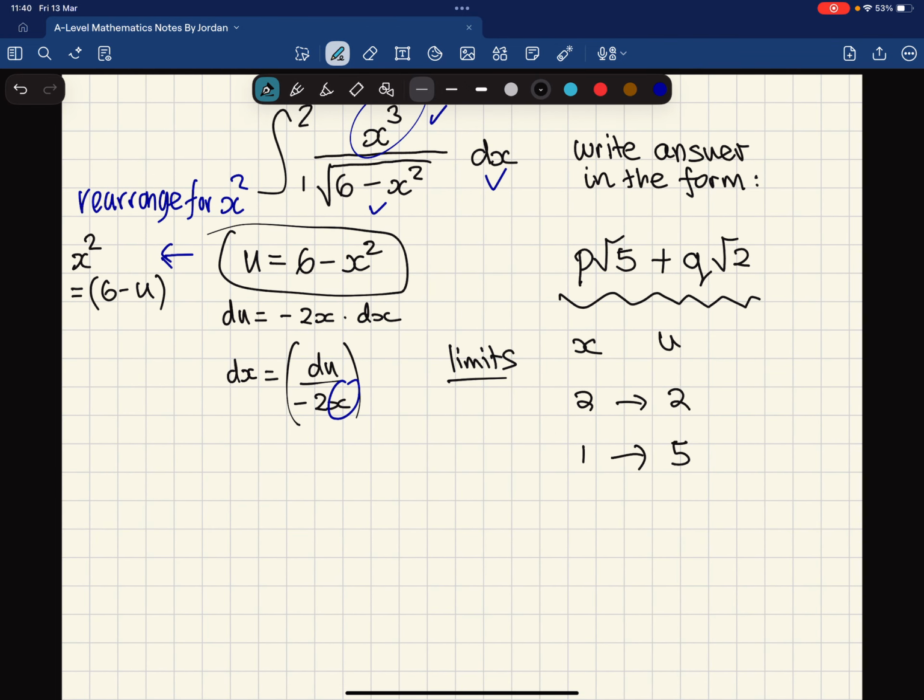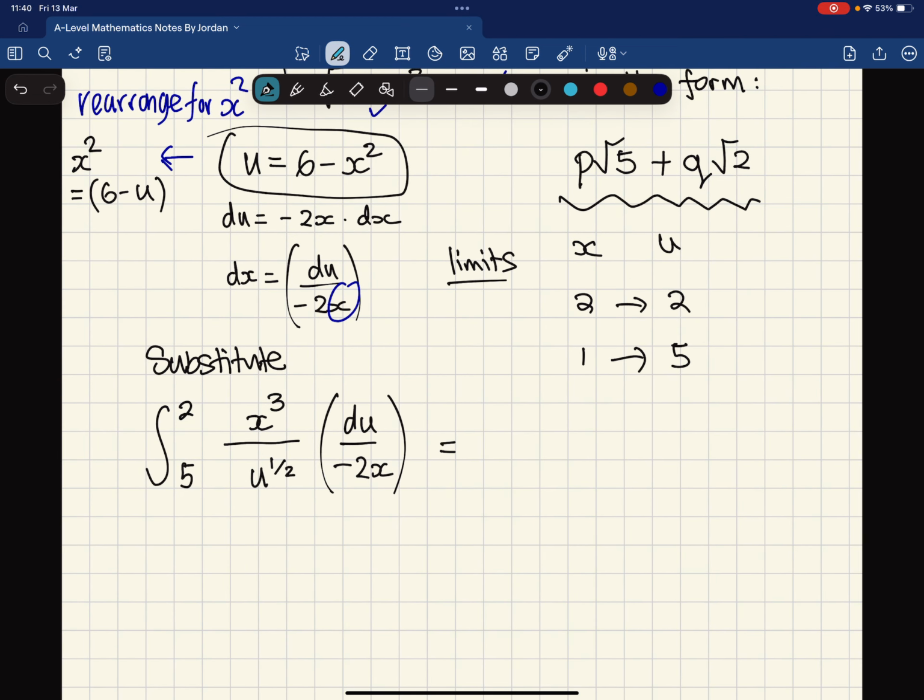Let me firstly set up my integral. So let's substitute now. So it's no longer 2 and 1 anymore. It's going to be 2 and 5. We have x cubed at the top. At the bottom, remember u is 6 minus x squared. So this is going to be u to the power of 1/2. And dx is at the end, which we will substitute in du over minus 2x.